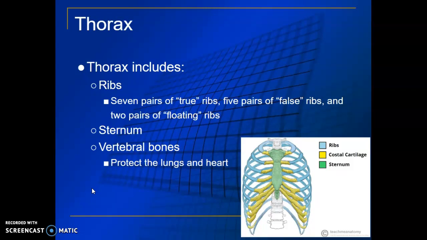All right, let's get back to the chest area, or the thorax. You've got your ribs. You've got 7 pairs of true ribs, 5 pairs of false ribs, and 2 pairs of floating ribs. And that makes up your rib cage. And then you have your sternum, which is your breastplate, and your vertebral bone, which protects the lungs and the heart. Well, all the thorax bones do, but your vertebral bone is your spine.